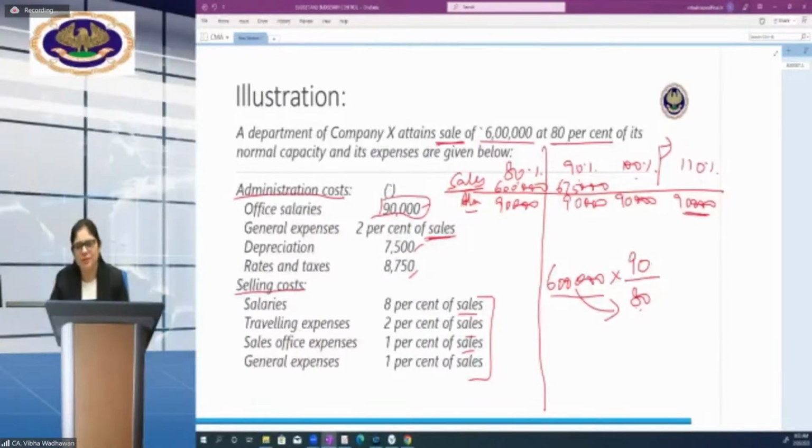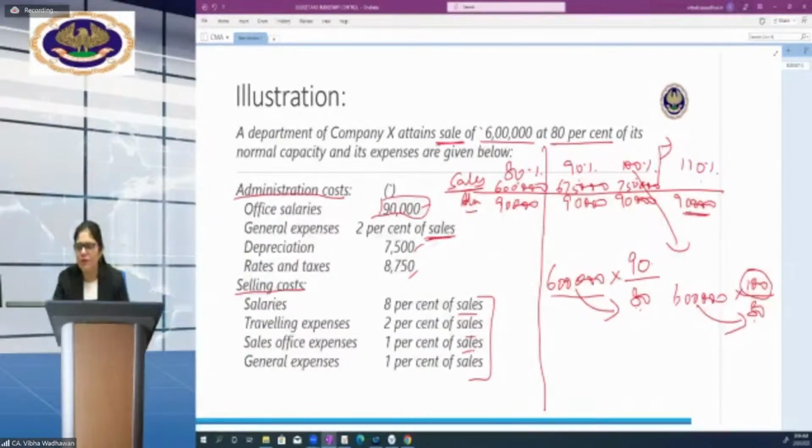I'm just explaining for them. For 100%, how do you calculate? If 6 lakh is for 80%, how much will it be for 100? It should always align, because 80% is 6 lakh. Whatever you have to calculate for will be coming in the numerator. So 6 lakh into 100 divided by 80 will be 7,50,000. So this way you have to calculate.